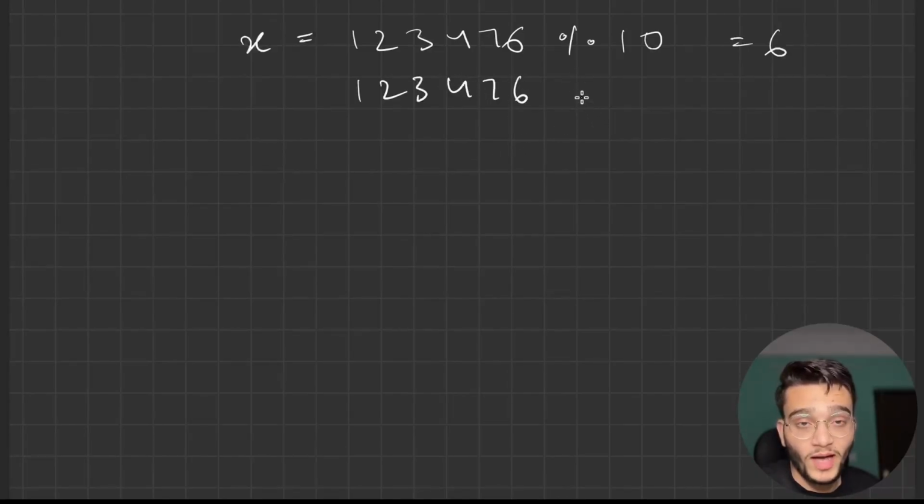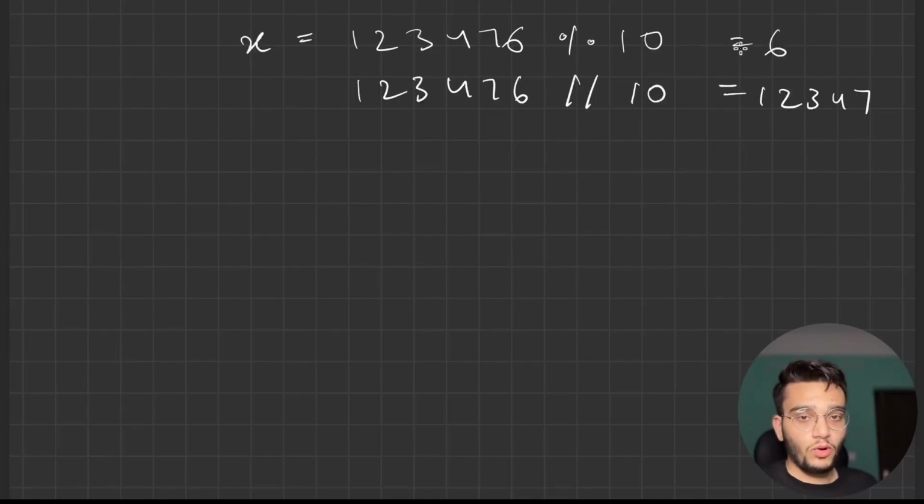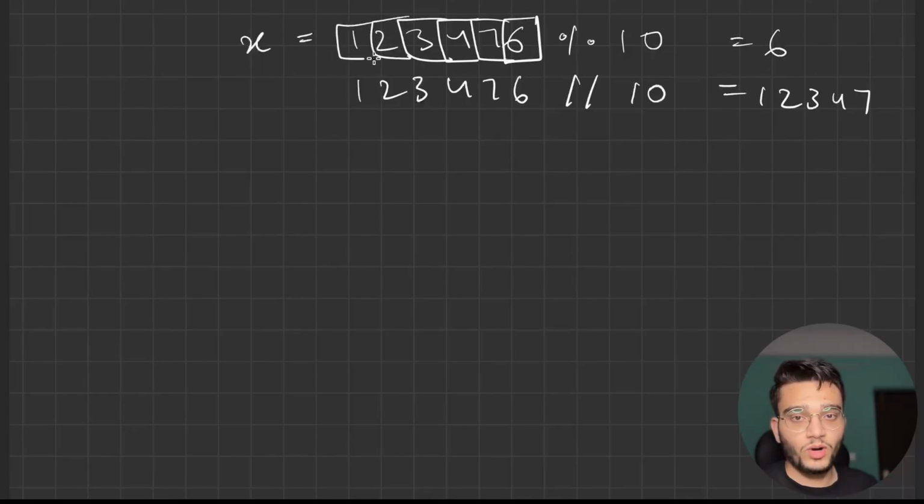We would perform an integer division of this by 10, which would be equal to 1, 2, 3, 4, 7. Now, in this digit extraction algorithm, your digits will be extracted in reverse order. So first you'll get this 6, then you'll get this 7, then you'll get this 4, then you'll get this 3, then this 2 and 1.